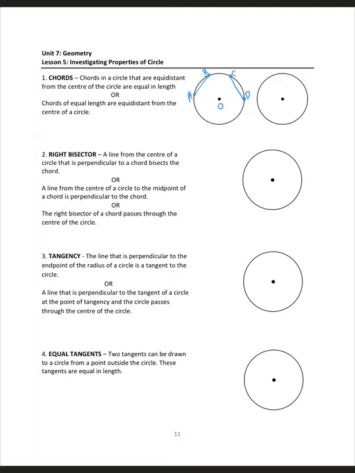So this first point is saying that chord AB is going to be equal to CD. And the reason that that is true is because the distance from the origin is the same. So that length there would be the same. So AB is equal to CD.